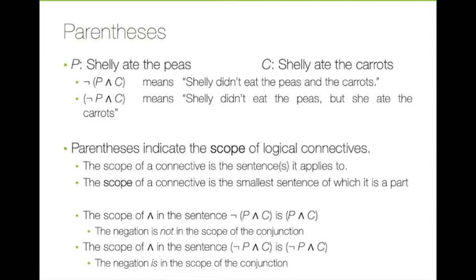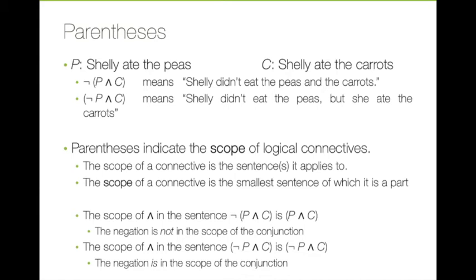That one meant Shelley didn't eat the peas and the carrots. So she might have eaten one or the other, but she definitely didn't eat both. Whereas if we have not P and C, note here that the negation applies just to the letter P, that means that Shelley didn't eat the peas and she ate the carrots. The role of parentheses then is to indicate the scope of logical connectives. The scope of a connective is the sentence or sentences it applies to.